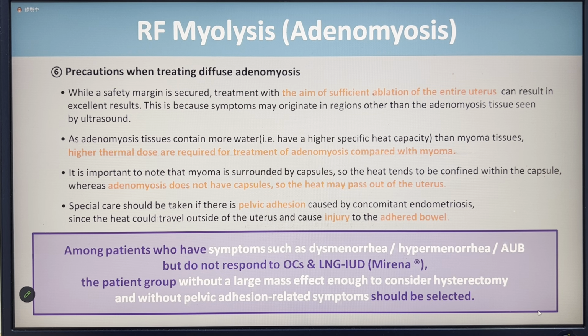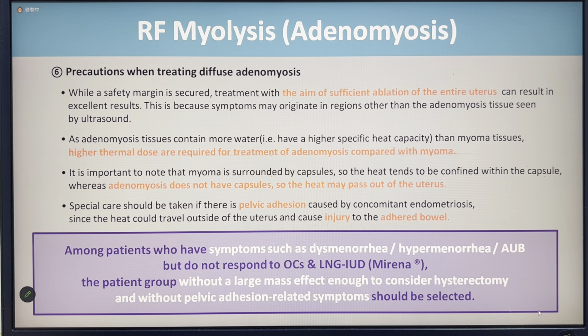While a safety margin is secured, treatment with the aim of sufficient ablation of the entire uterus can result in excellent results. This is because symptoms may originate in regions other than the adenomyosis tissue seen by ultrasound. As adenomyosis tissue contains more water than myoma tissue, higher thermal doses are required for treatment of adenomyosis compared to myoma. It is important to note that myoma is surrounded by a capsule, so the heat tends to be confined within the capsule, whereas adenomyosis does not have a capsule, so the heat may pass out of the uterus.